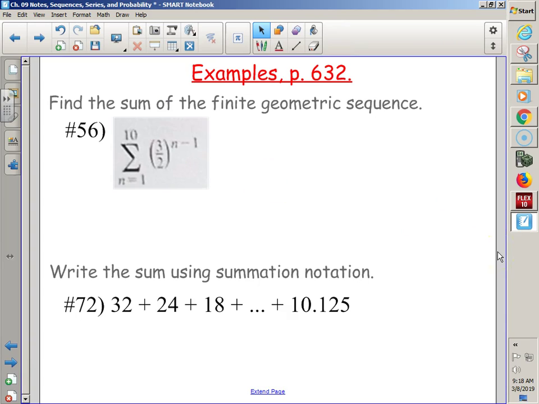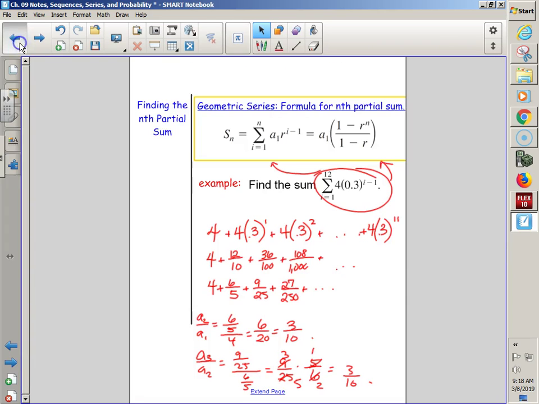N equals 1 to 10 of 3 halves to the n minus 1. Does it look exactly like this guy? Maybe.